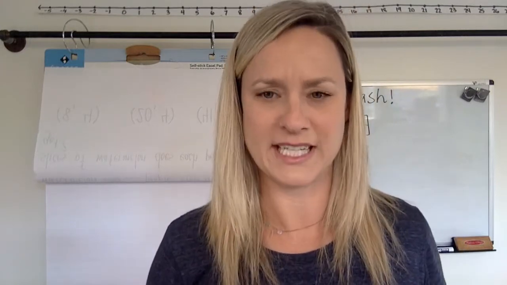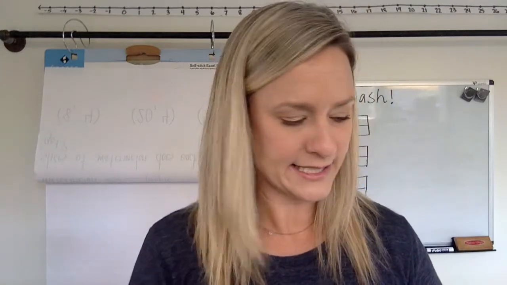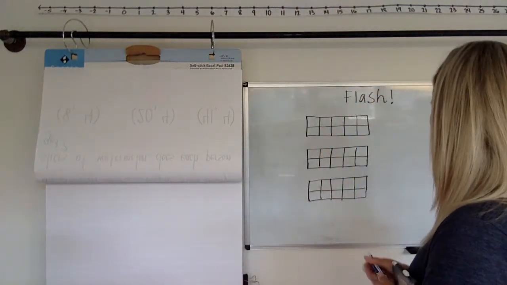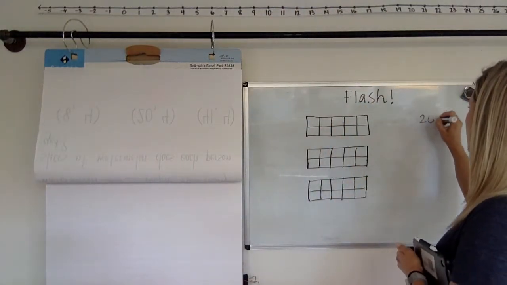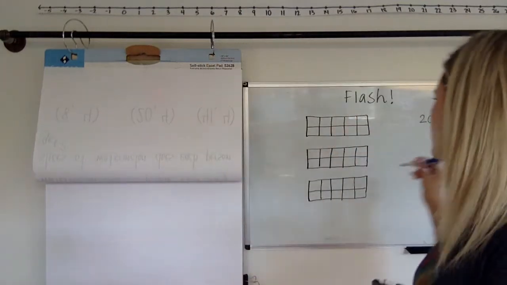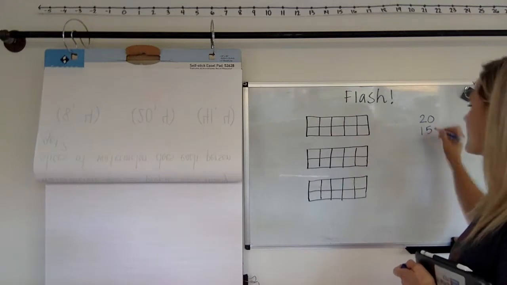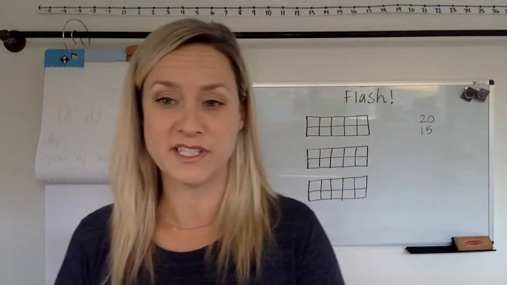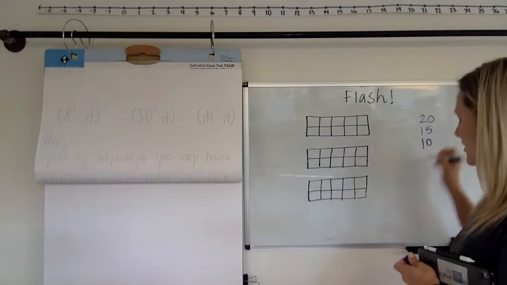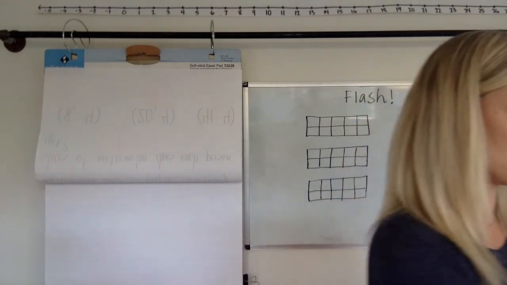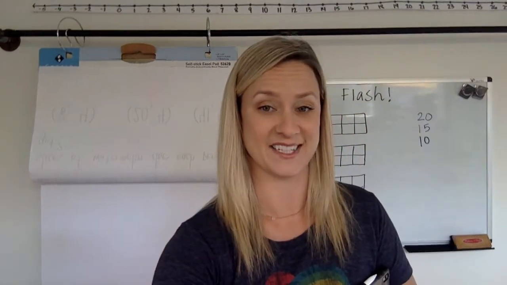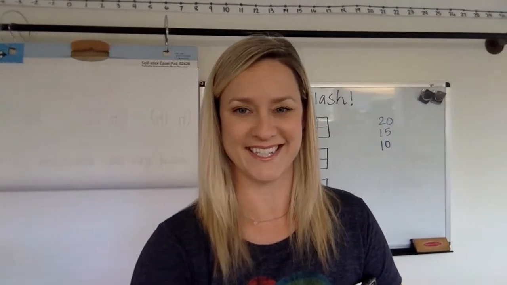All right, I'm going to take some guesses. I'm going to guess that some of you said there were 20 dots. And I'm going to guess that some of you said there were 15 dots. And I'm going to guess some of you said there were 10 dots. All right, let's check it out. I'm going to draw the dots in, and we will find out how many dots there actually were.